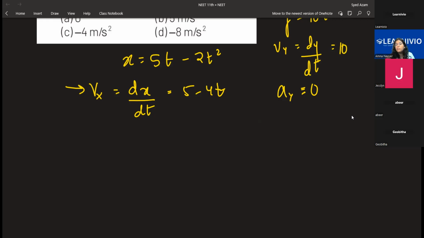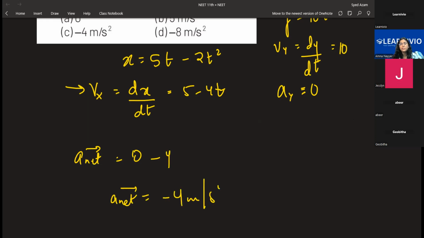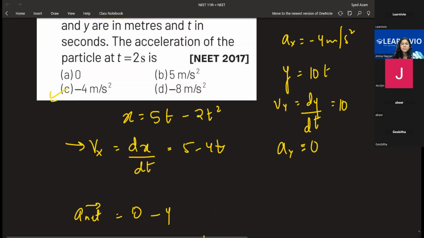Every chapter involves this. Now, when you're calculating the net resultant, one acceleration is 0, one acceleration is minus 4. So the net acceleration will be minus 4 meter per second square. So this will be option C. Write the question and the solution.